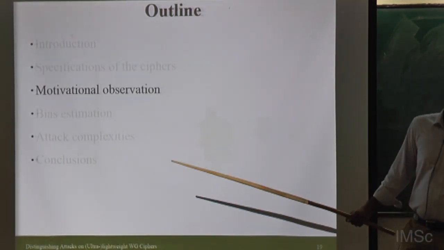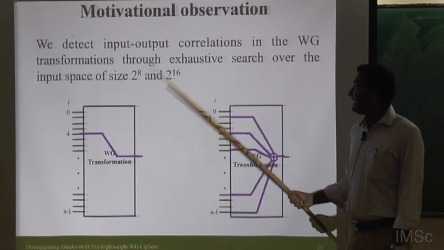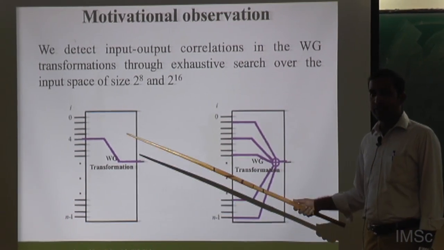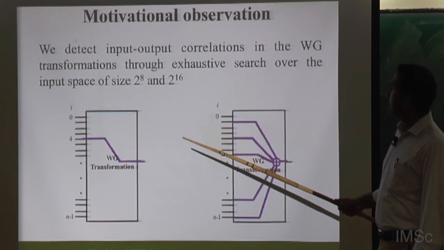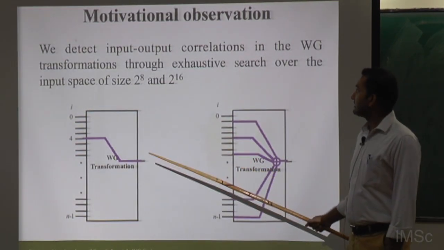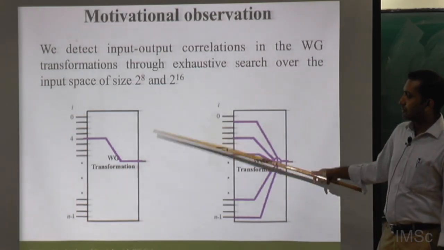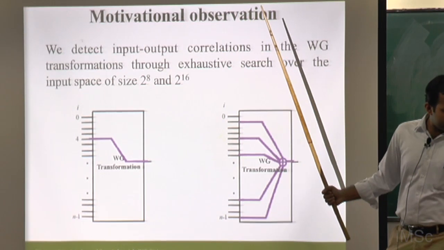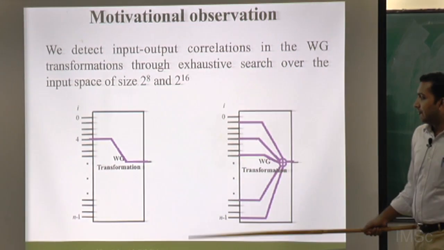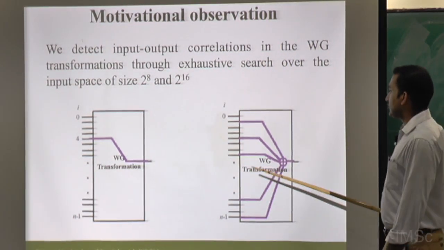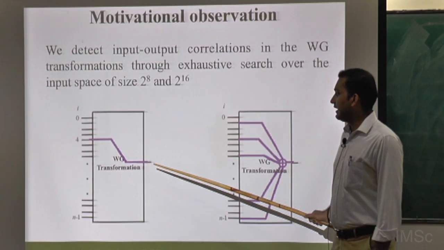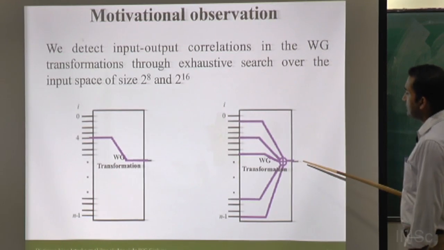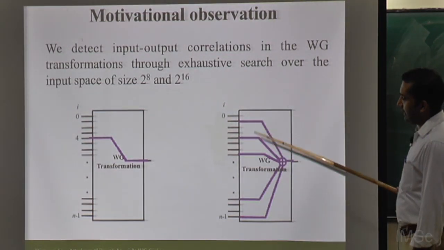Now we will be going on to the motivational observations. We detected input-output correlations in the WG transformations used in WGA and WGB. This has been computed through exhaustive search over the entire input space of the WG transformation. The input spaces were of sizes 2 power 8 and 2 power 16. We have detected two types of input-output correlations. In one case, the output bit was correlated to a single input bit. In another case, the output bit was correlated to an XOR sum of the input bits.